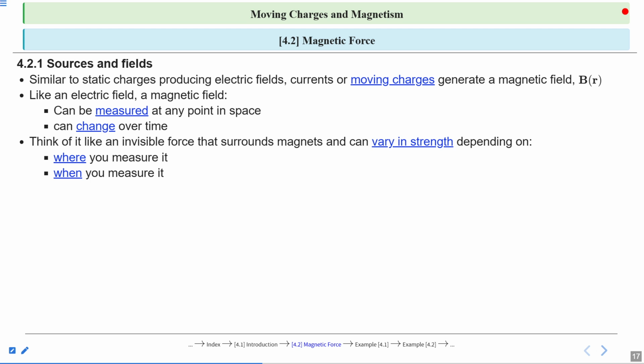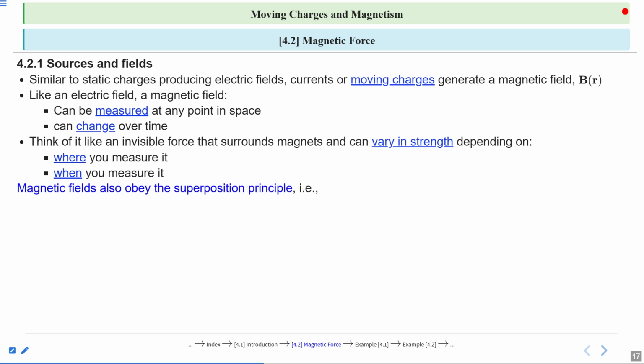Also, a magnetic field can change over time, meaning it depends on when you measure it. You are measuring now, after 2 seconds, after 1 minute, so it can depend on time also. But in this chapter we are generally discussing time-independent fields.